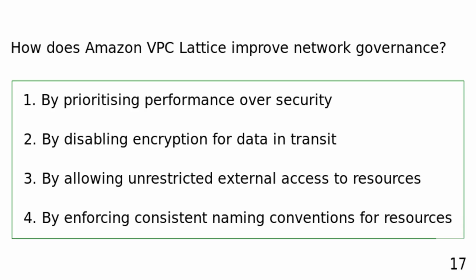How does Amazon VPC Lattice improve network governance? By prioritizing performance over security. By disabling encryption for data in transit. By allowing unrestricted external access to resources. By enforcing consistent naming conventions for resources.